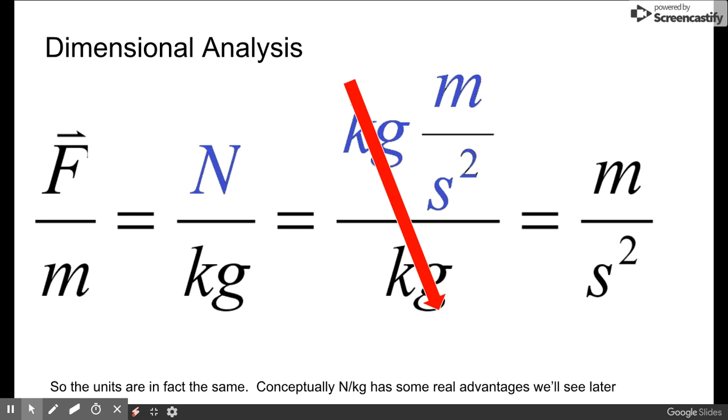And you will find that there are times keeping acceleration as newtons per kilogram makes a lot more cranial sense. You'll be able to understand what's going on better. So these two are in fact equivalent, and I would be quite content if you wrote accelerations this way on the unit test.